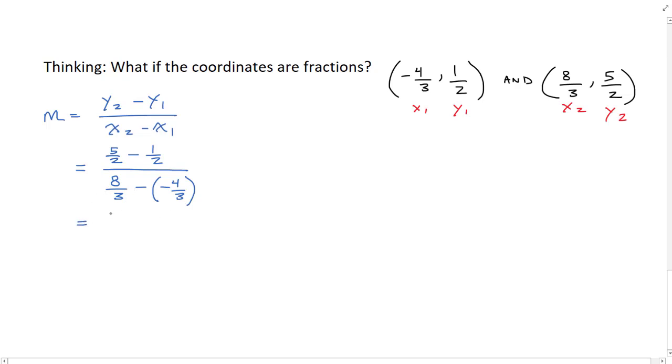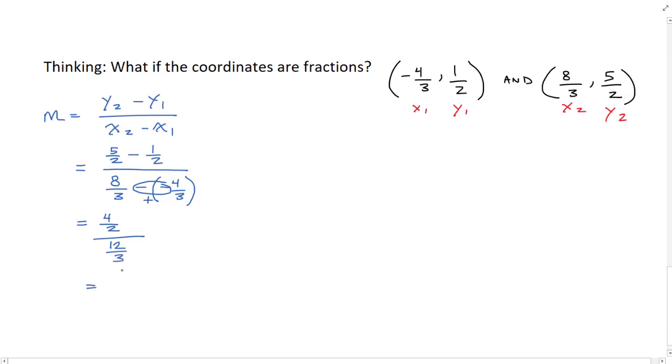All right, so what we're going to do, let's start with the top. 5 over 2 minus 1 over 2. Well, 5 minus 1 is 4 over 2. So that's subtracted. I didn't even have to get a common denominator. If they didn't have the same denominator, though, I'd get one. Let's do the bottom of this fraction. 8 over 3 minus negative 4 over 3. So everyone knows those 2 negatives are going to make a positive. So it's really going to be 8 plus 4 over 3. 8 plus 4 is 12 over 3.